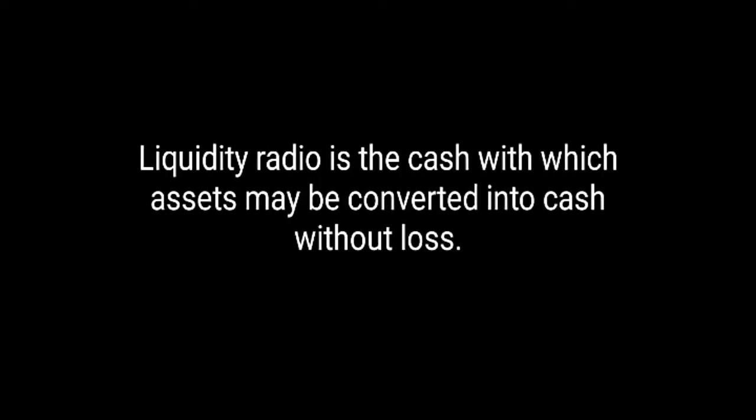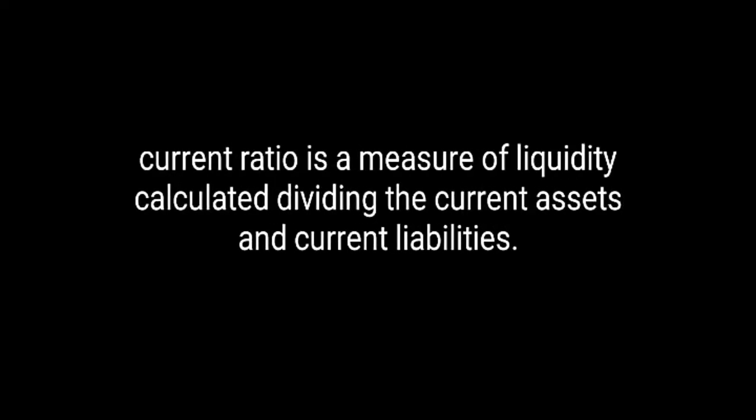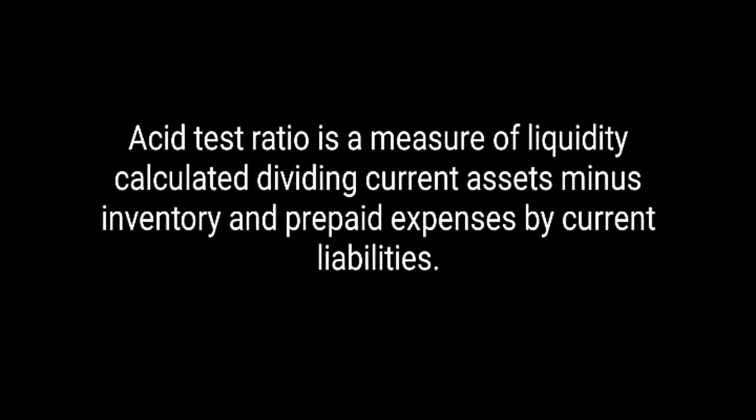Liquidity is the ability with which an asset may be converted into cash without loss. It is related to current and short-term nature. There are two types of liquidity ratio. First one is current ratio. Current ratio is a measure of liquidity calculated by dividing the current assets by the current liabilities. Second one is acid test ratio. Acid test ratio is a measure of liquidity calculated by dividing current assets, excluding inventory and prepaid expenses, by current liabilities. This ratio is also known as quick ratio.